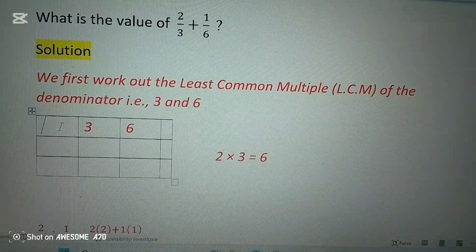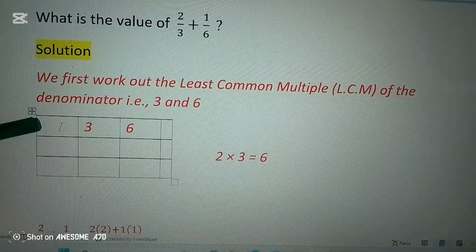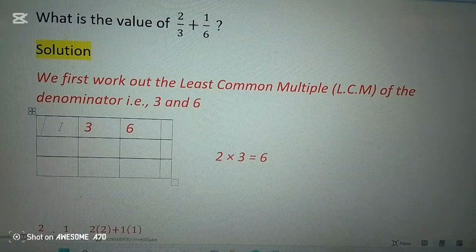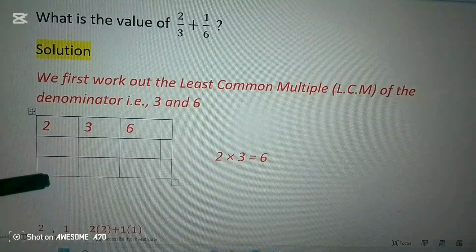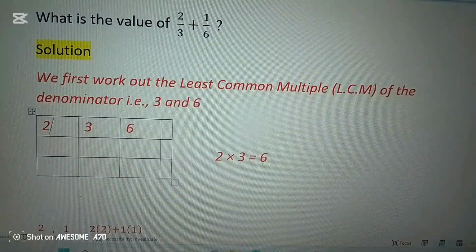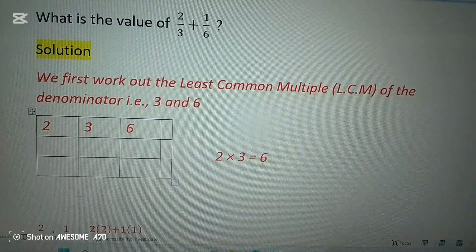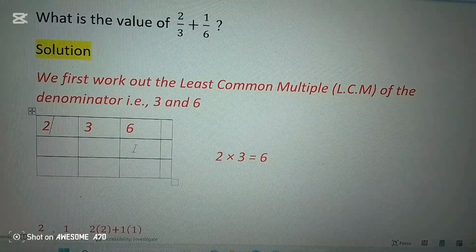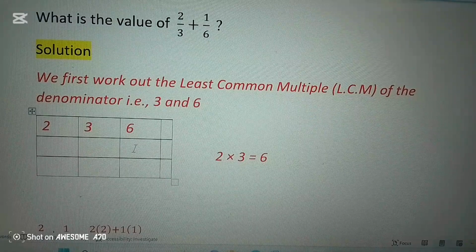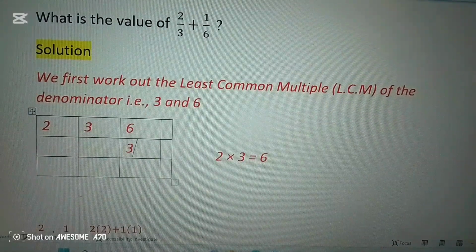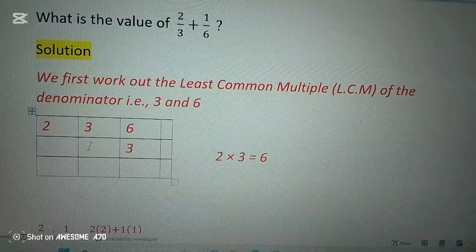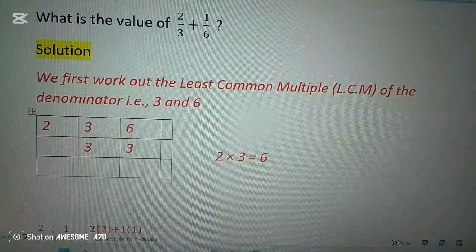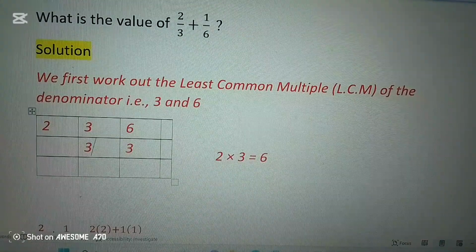Let's look at 2. Can 3 be divided by 2? No, 3 cannot be divided by 2. Let's look at 6. Can 6 be divided by 2? Yes, 6 can be divided by 2, 3 times. And 3 cannot be divided by 2, so it remains.